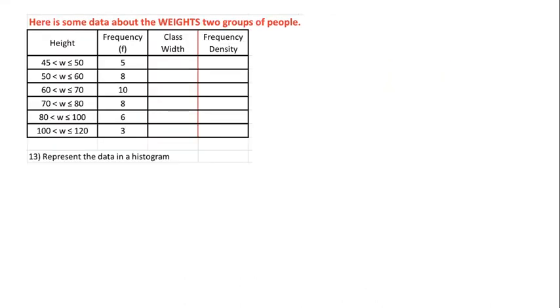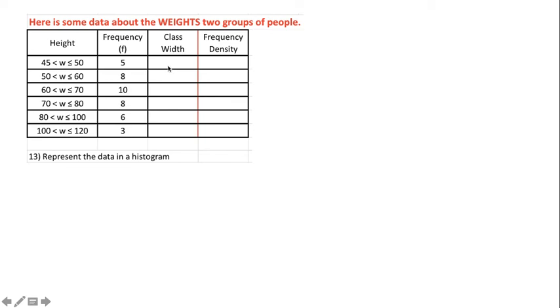Okay, the very last bit is about histograms. So I've got the weights of 2 people, and the point with a histogram, it looks like a bar chart, but instead of the heights of the bars representing the frequencies, it's going to be the areas of the bars that represent the frequencies. So this is particularly important when you've got different widths of bars, because the category widths are all different.